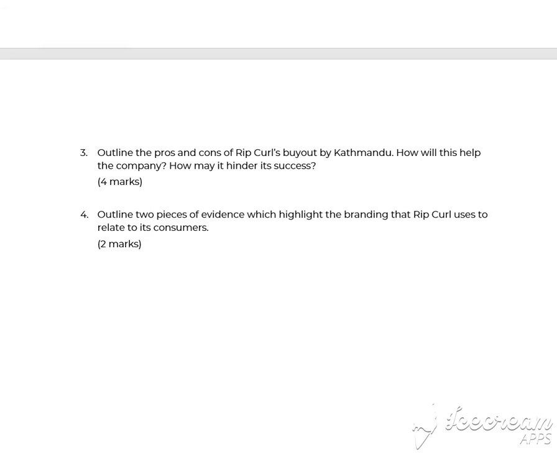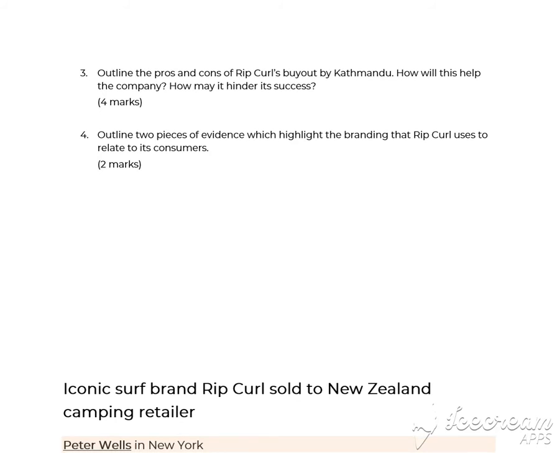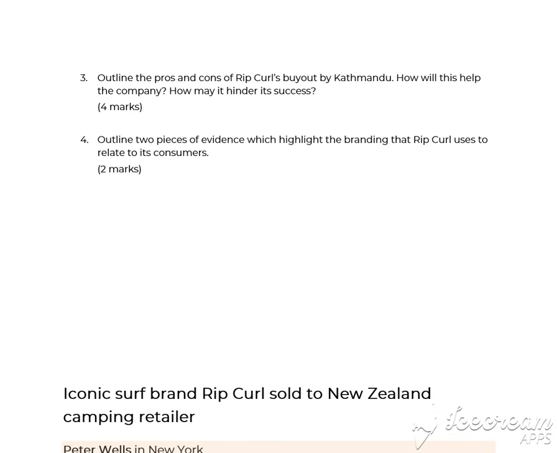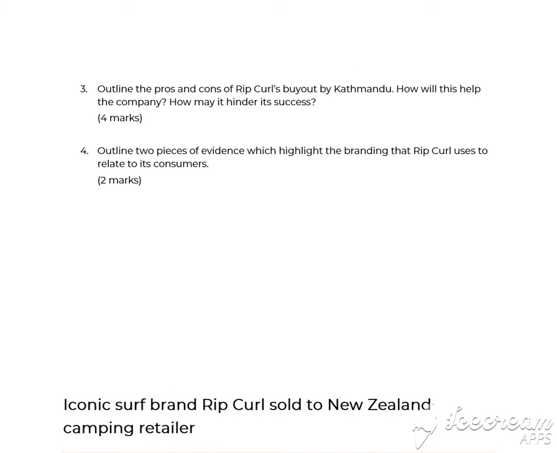For part 3, we want you to outline the pros and cons of Rip Curl's buyout. And this could be done in a table. So you have a pros and a cons section. And we're really just looking at how getting purchased by Kathmandu actually helps Rip Curl's brand. But then what are some of the possible implications that could come from this as well? And so when we're looking at that, we've got 4 marks. So 2 of each would be great. If you've got more than 2, that would be okay. But I probably would say you wouldn't need more than 3 of each.